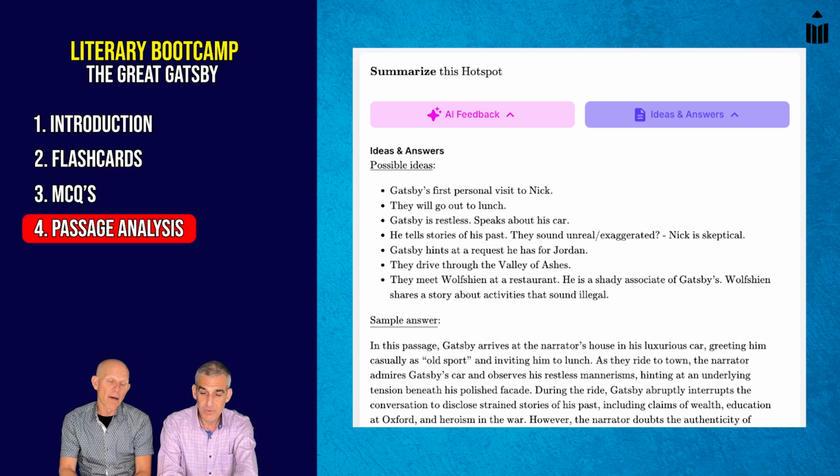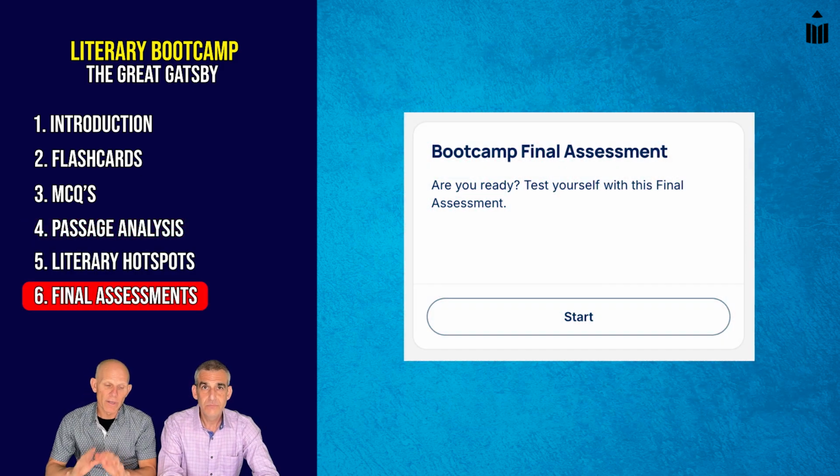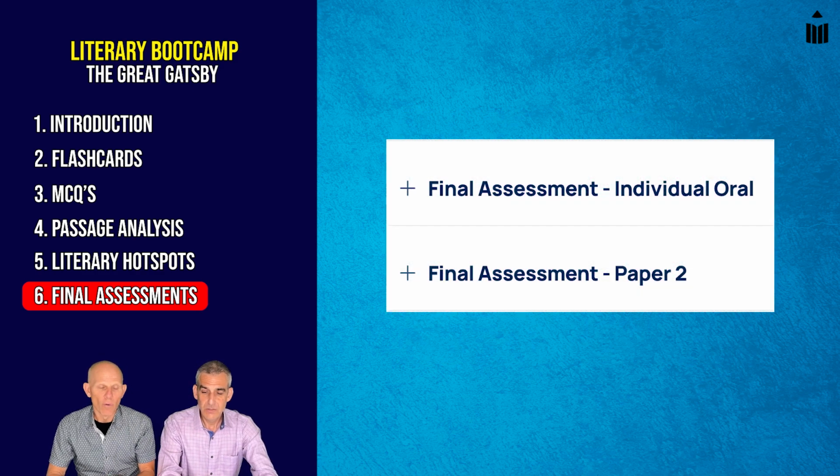And finally, we have a final assessment, and we have 2 different assessments designed. One is geared around the individual oral, where you'll identify global issues, focus on a passage, and then look at the work as a whole. The second one is more paper 2 driven, where you'll be asked a question, and then you use your knowledge of the text to answer that question. Both of them have possible answers and full responses written.